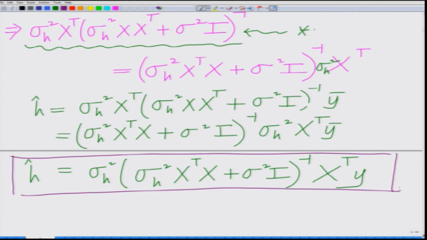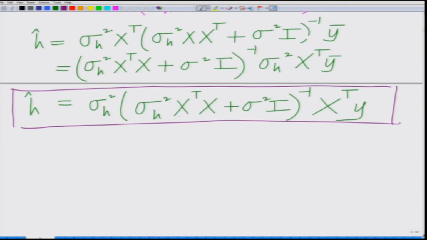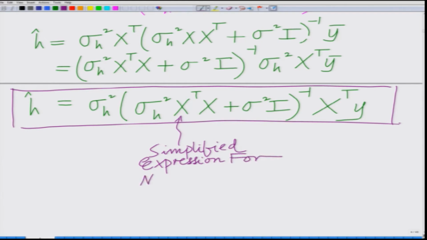This is what we are saying is your simplified expression for the MMSE estimate, or rather the LMMSE estimate. This is the simplified expression for the LMMSE estimate. So, h hat equals sigma h square times sigma h square x transpose x plus sigma square identity inverse into x transpose y. Now, why are we saying this is a simplified estimate?